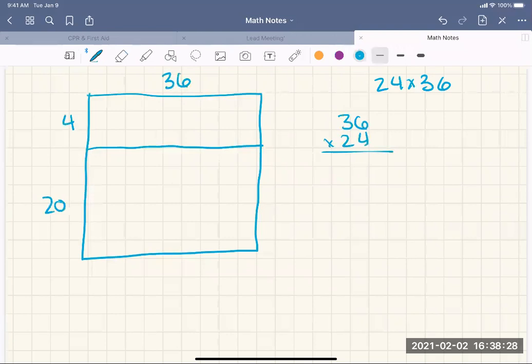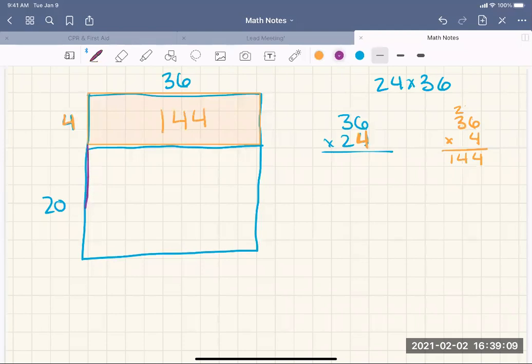So we want to look at this as 4. We'll make this one yellow. Try that again. Okay, so 4 times 36. Okay, so here we're going to do 4 times 6 is 24. And then 4 times 3 is 12 plus our 2, which is 14. So here we have 144.